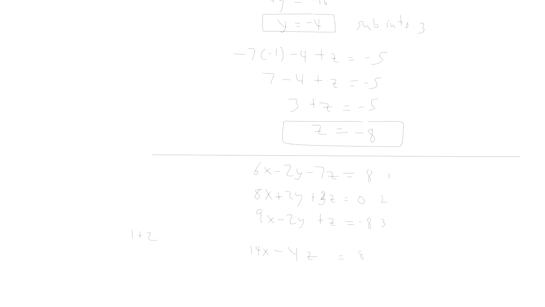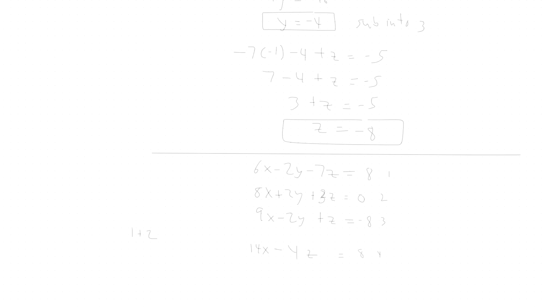Now, what are we going to do next? What can we do with 2 and 3? Do we subtract them? We would add them to eliminate the y. Okay. Add them. 8x plus 9x, how much? That would be 17x, and then the y's will cancel out. 3z plus 1z is 4z, and then 0 plus negative 8 is just negative 8, so that's equation 5.